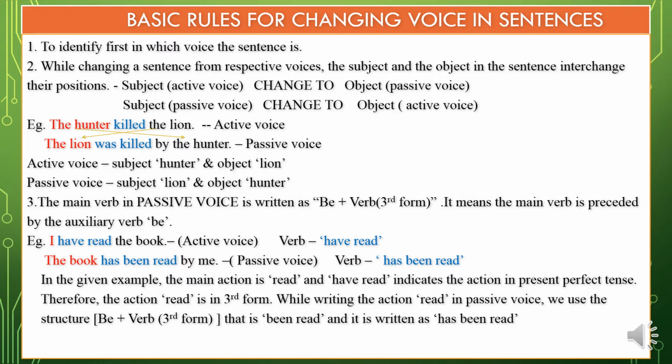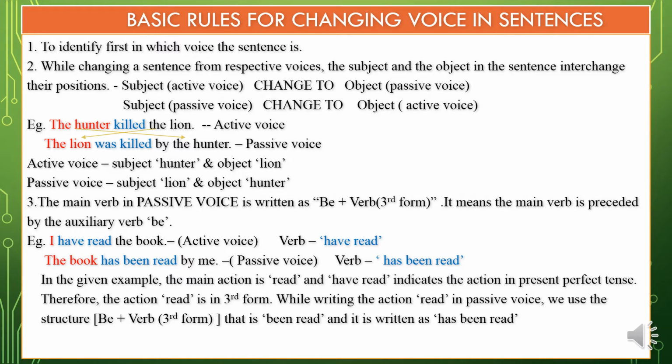Then when we have to change it to the passive voice, what will happen? The subject will become the object and the object will become the subject of the sentence. The object of active voice is the lion, so that is why it will become the subject: the lion. Then the verb: was killed by the hunter. So the hunter, the subject of the active voice, has become the object of the passive voice. I think this is the basic rule. All of you know this rule.